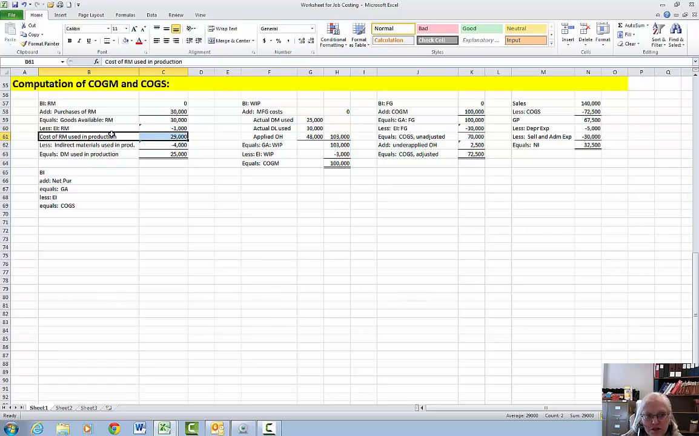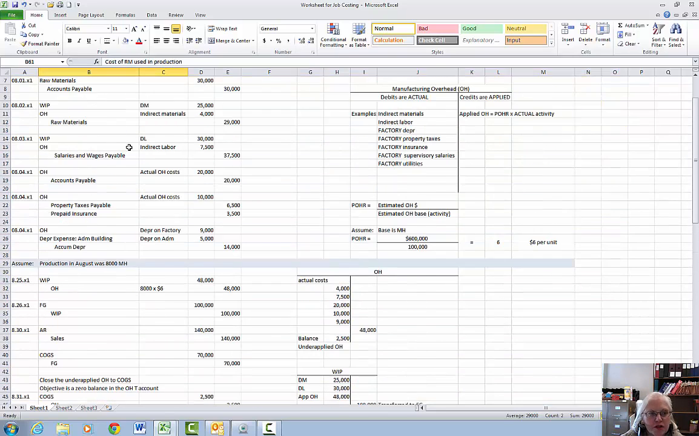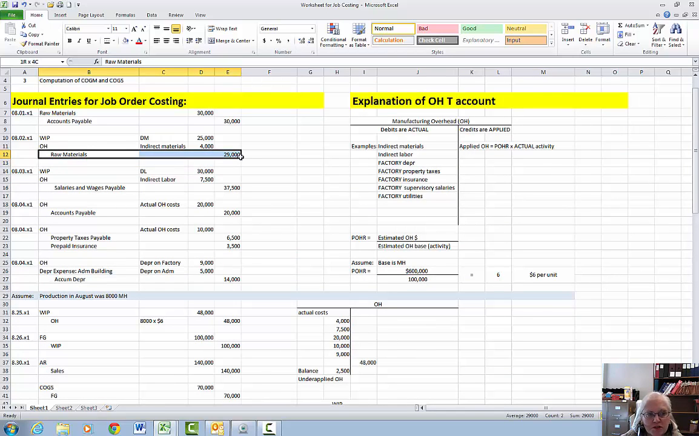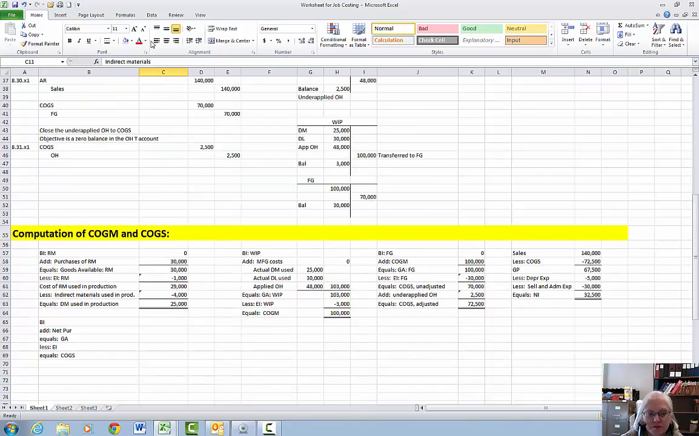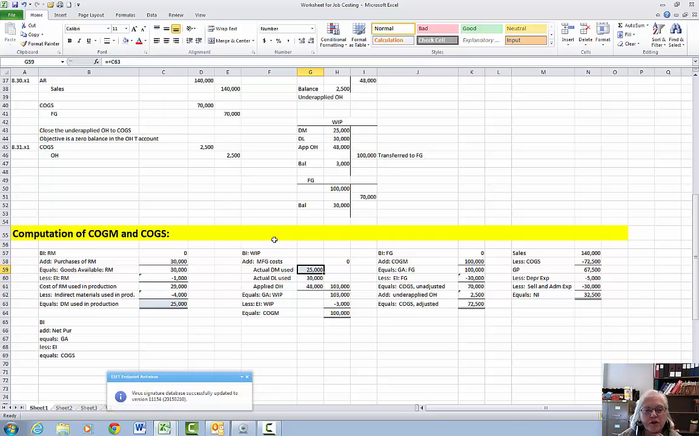Now, raw materials includes both direct and indirect materials. Because you'll notice that when we made our journal entry up here and we took things out of raw materials, we took out both direct and indirect. Okay, so that's an important concept. So if we take out the indirect materials because they're part of overhead, that gives us just the direct materials used in production. Okay, this number right here is going to go up here for our work in process.